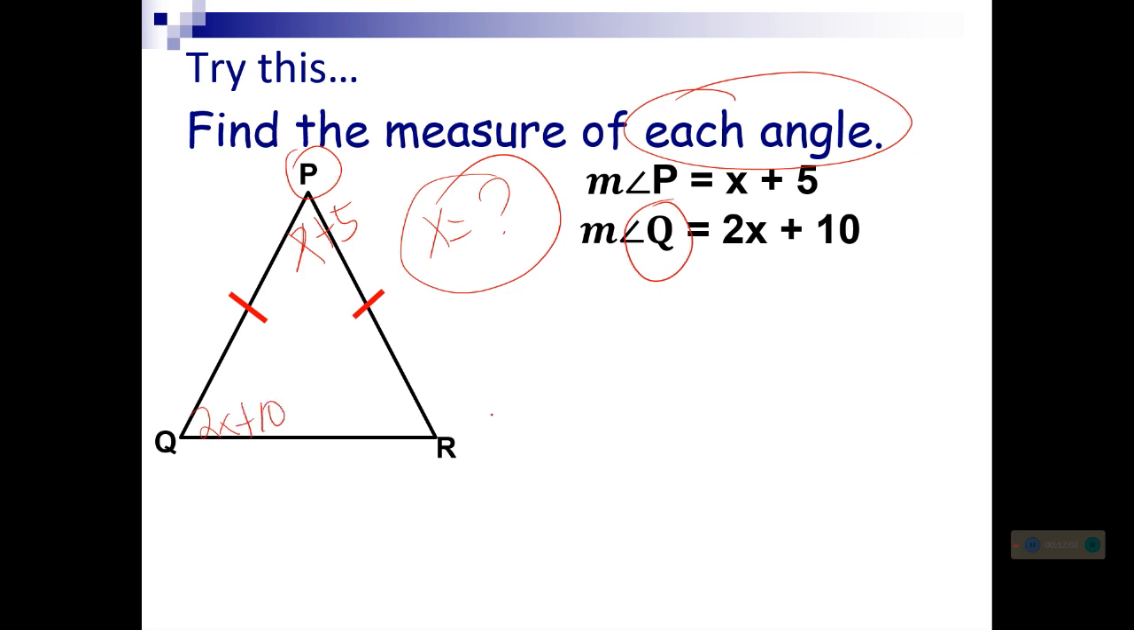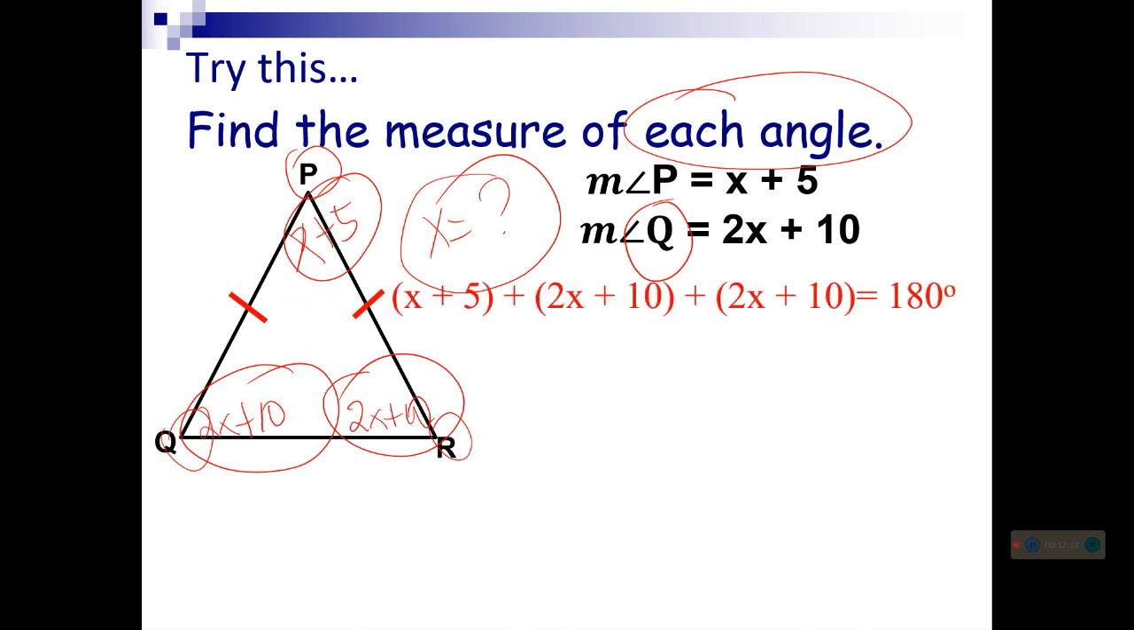So we have no given for angle R, but we have to take note that this is also one of the base angles, so it will be congruent to angle Q, which is also 2x plus 10. Therefore, you are going to use these three binomials for us to find x. So for angle P, we have x plus 5. Angle Q is 2x plus 10. Then angle R is also 2x plus 10, which is equal to 180 degrees.